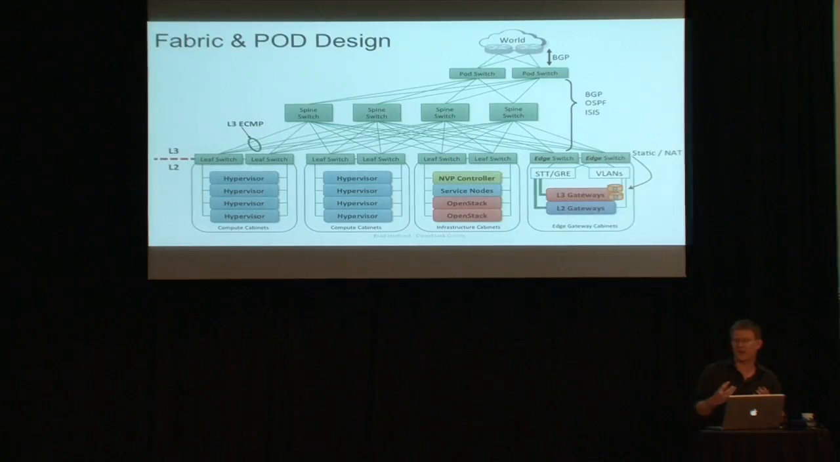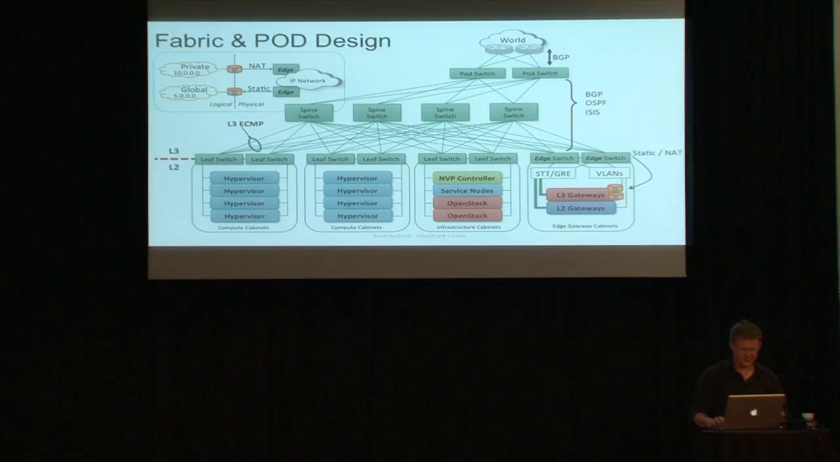Just the infrastructure IPs. But then you need to make sure, for example, that if your L3 gateways are used to uplink to the WAN, you need to route your WAN connectivity to a particular cab or set of cabs in your physical data center. So that's what this represents. It also shows things like the MVP controller and the service nodes and OpenStack being deployed in infrastructure cabs. Again, these are more to give you an idea of how most people would deploy it, these aren't really strict requirements.